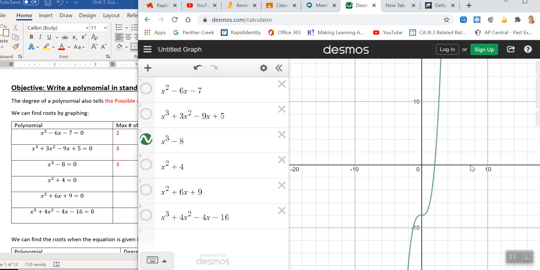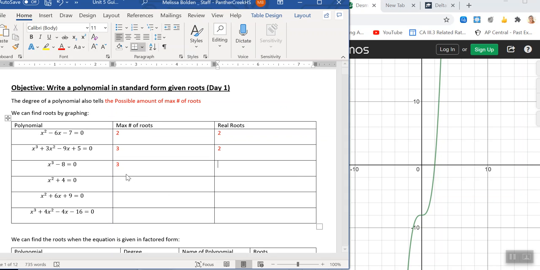The scale of this is 2, by the way. So this has only 1. And it didn't have that little thing the other one had where it bounced back up. So we're going to talk about why this only has 1 real root when it could have as many as 3.